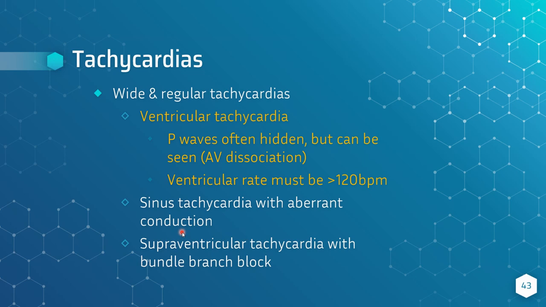And so in VTach, the P waves are often hidden because you can't have retro P wave activity. And then the ventricular rate has to be greater than 120 beats per minute. Now remember, if it's lower than 120, so 40 to 120, then it would be idioventricular or accelerated idioventricular. And if it's 20 to 40, then it would be idioventricular rhythm.